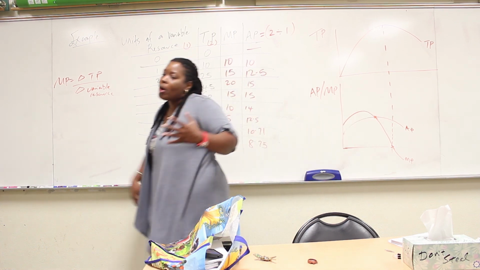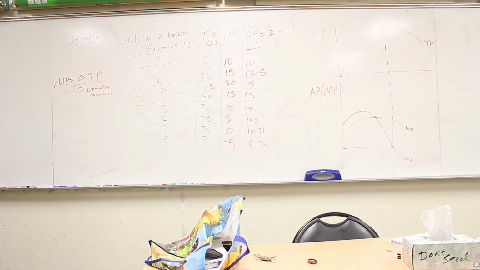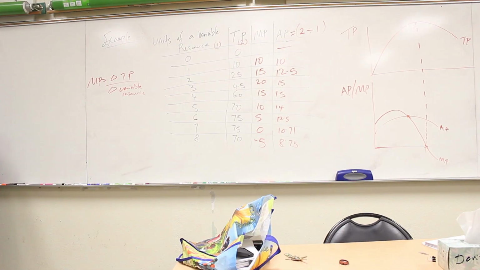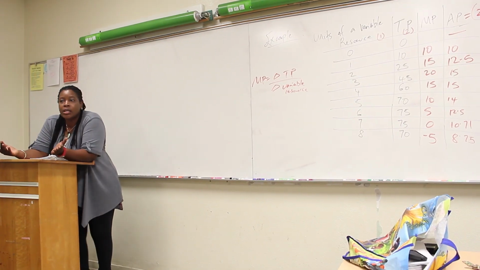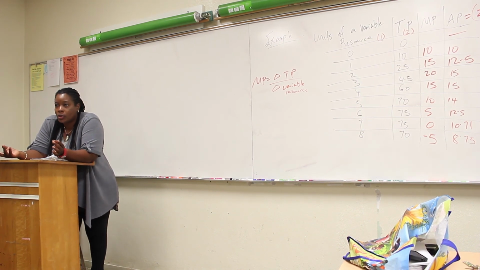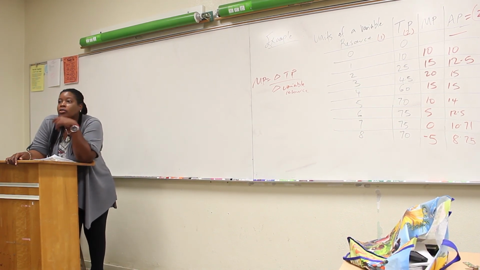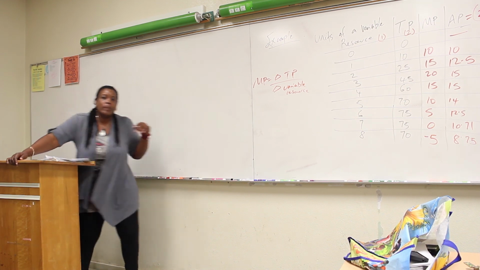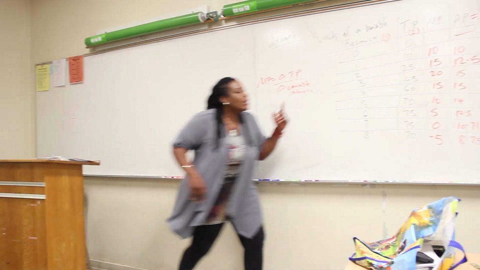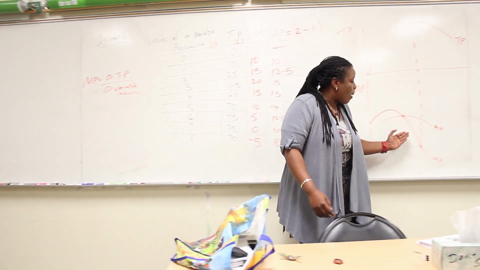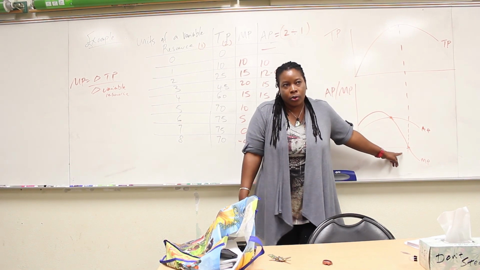Every time it's sitting above it, it pulls it up. Every time it's sitting below it, it pulls it down. The only spot they can meet is going to be the maximum of the average. So mathematically, that has to happen. Whenever TP is at its maximum point, MP is moving from positive to negative or it's 0.